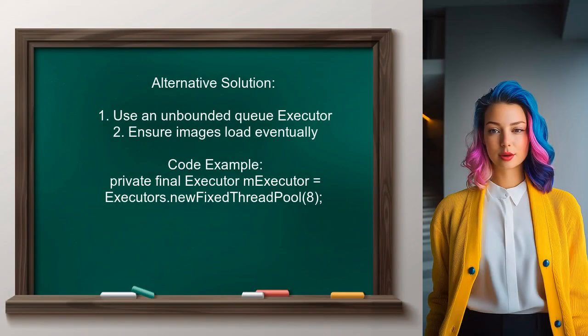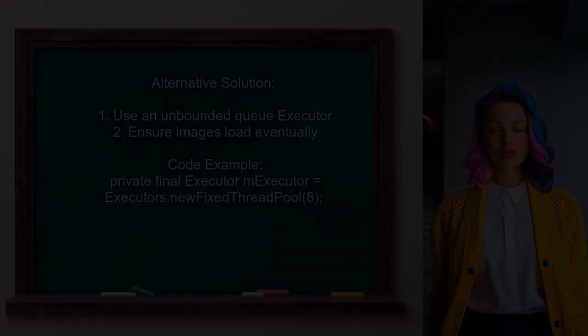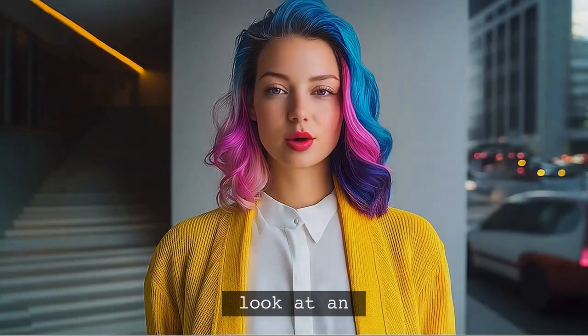If you want to ensure that images eventually load, consider using an executor with an unbounded queue. This way, it will never throw a rejected execution exception. You can create this using the executor's utility class. Let's take a look at an answer from another user.